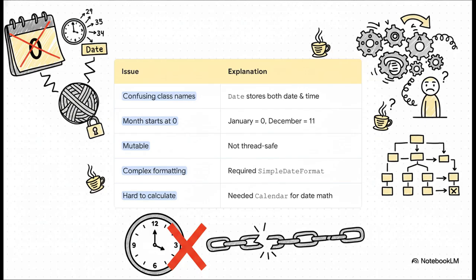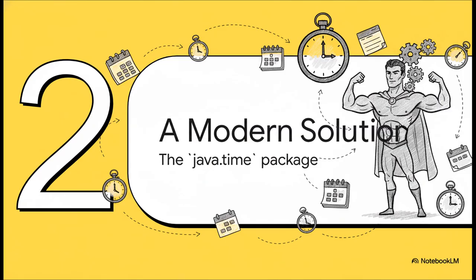And on top of all that, for simple stuff like formatting or adding a day, you had to pull in these other clunky classes like SimpleDateFormat and Calendar. It was just a fundamentally flawed design from the start. But then Java 8 arrived, and with it, a complete game changer.